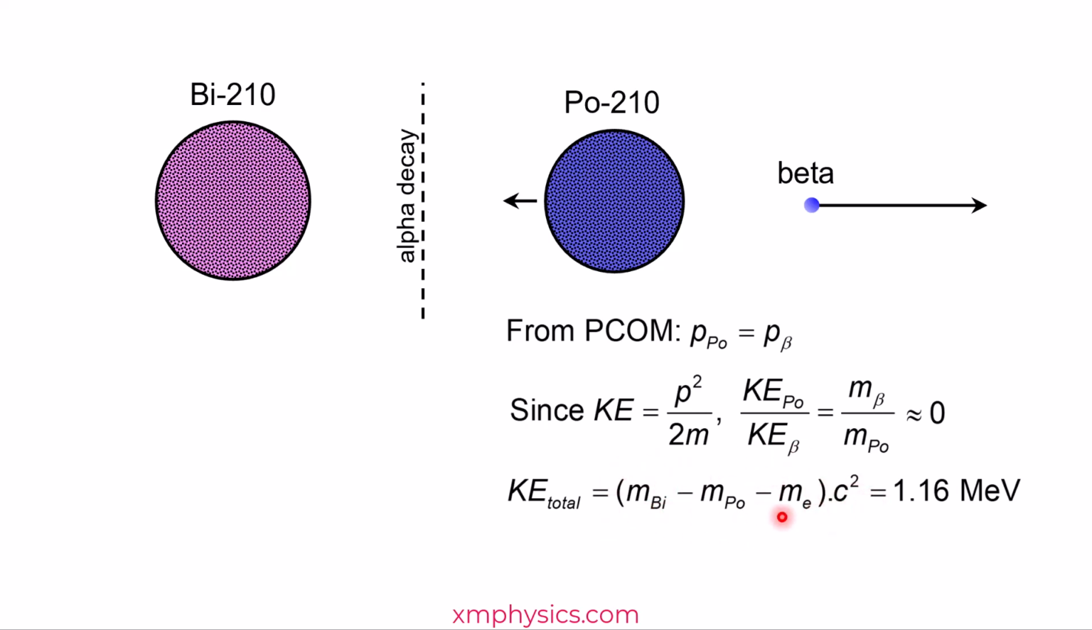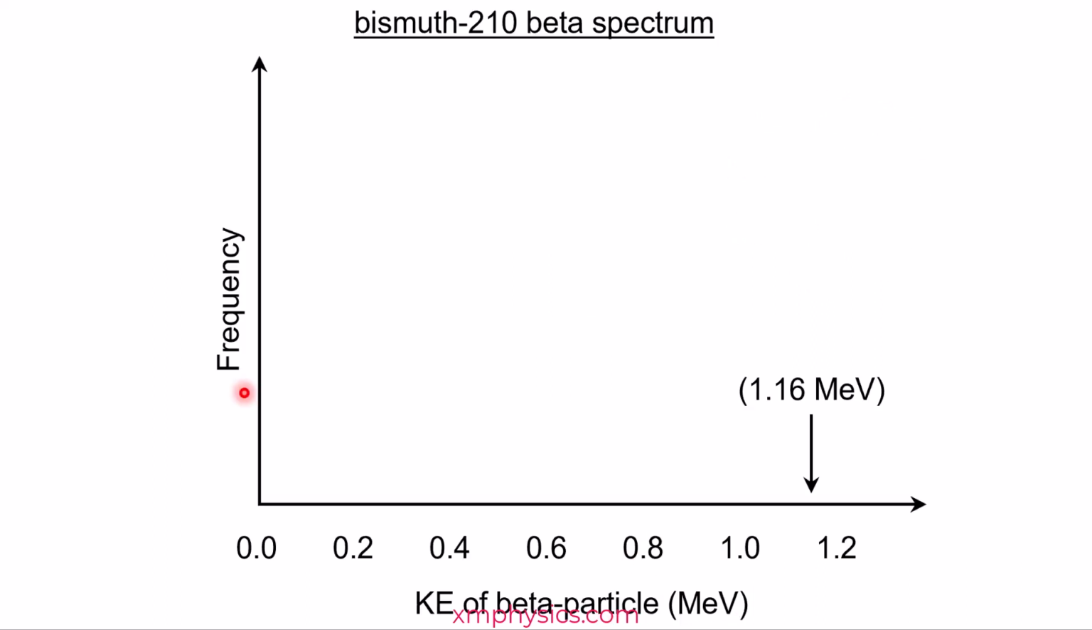So I've done this calculation for you. The energy released during the beta decay of bismuth-210 is 1.16 mega electron volts. Since the polonium-210 gets practically nothing, the KE of the beta particle should be 1.16 mega electron volts. So if we measure the KE of the beta particle, we expect to get 1.16 mega electron volts. So if we were to draw a histogram of the energy distribution of the beta particles, we expect each and every beta particle to have the energy of 1.16 mega electron volts, isn't it?